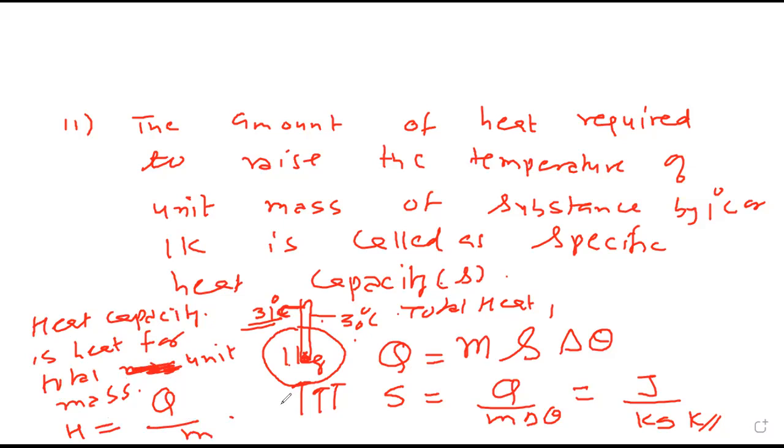Hello? Heat capacity is heat required for unit mass. So for unit mass, it will be heat upon mass M. Specific heat, did you understand? Now heat capacity. It is not difficult, but terms are coming in between which you might have forgotten or not studied. Then it may appear slightly difficult at first.